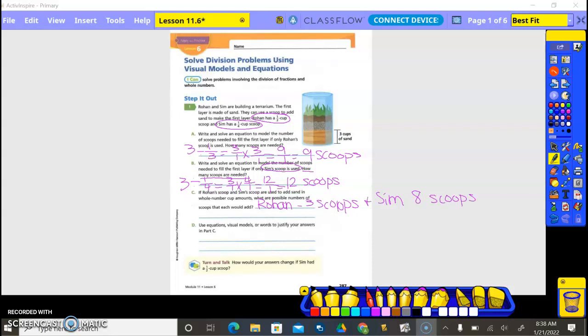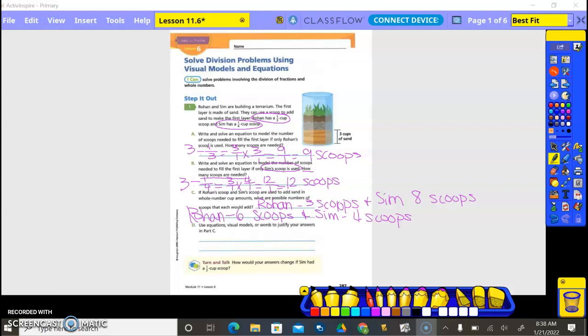Okay, what if Rowan did 6 scoops? That would get us 2 cups, right? So 1 cup would be left over for Sim, so then how many would Sim have to do? 4, right? So you could do different things, right? But basically your total would have to equal 3, correct? Okay. Use equations, visual models, or words to justify your answers in part C.